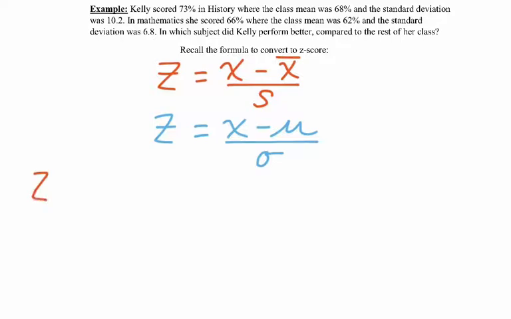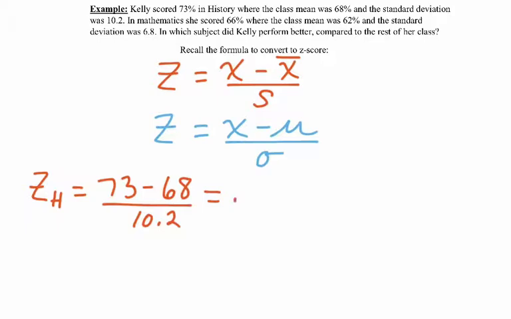So her z-score for her history class: her test in history was 73, and the mean in the history class was 68, and the standard deviation was 10.2. You could convert these to decimals, but it's not necessary. As long as if you convert them to decimals, you do it for all three numbers. But I'm going to leave them the way they are because it's really not necessary to make that conversion. And so let me get my calculator out. I've got 73 minus 68 divided by 10.2.